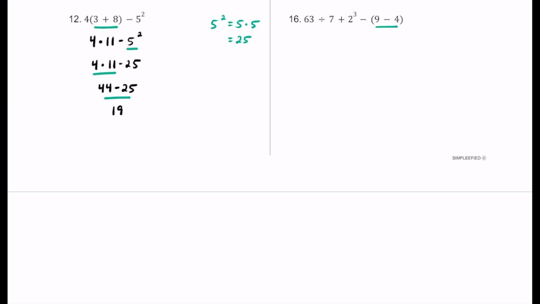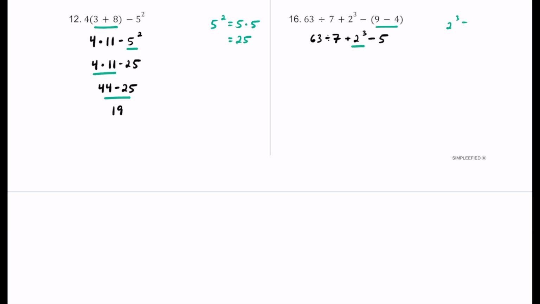So let's go ahead and copy everything else down. So we have 63 divided by 7, let's not use any of this yet, plus 2 to the third power minus whatever 9 minus 4 is. 9 minus 4 is equal to 5, so we can drop the parentheses. At this point, we do have an exponent or a power, so let's go ahead and do that.